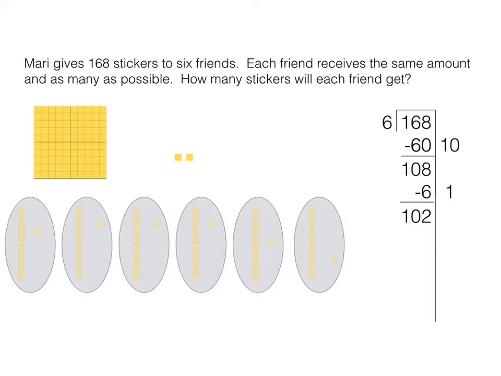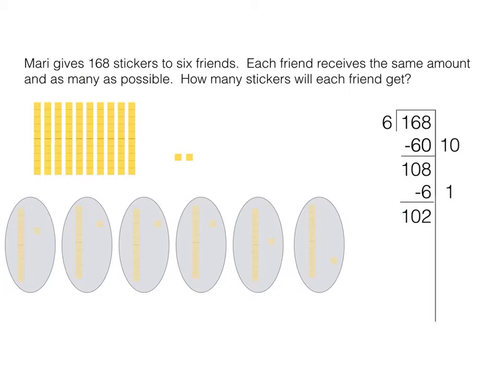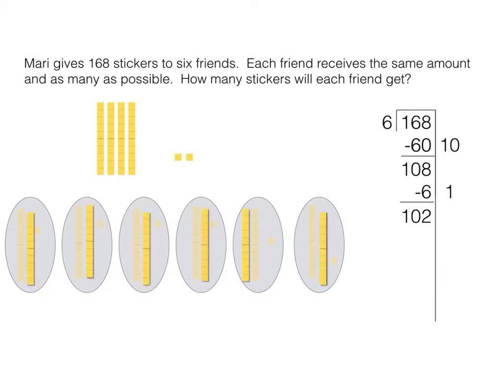At this point, if students don't recognize that they should be able to break this 100 down into smaller components, the teacher would probably suggest doing that. So we break that flat into 10 rods, and now the child will take those 10 rods, most likely, and divvy those out to the 6 friends. So each friend gets another rod.